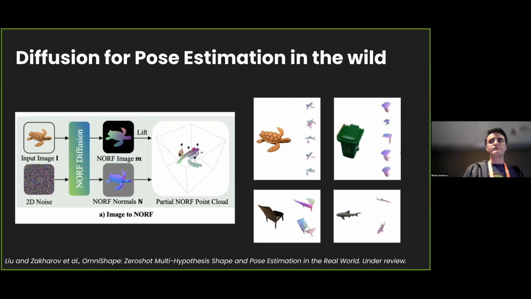And here are some results of the multi-hypothesis capabilities of our method. We can basically see that from an input image, we can generate a number of plausible north maps with different orientations, because the data set basically lacks this canonicalization, and so we capture this multimodality.